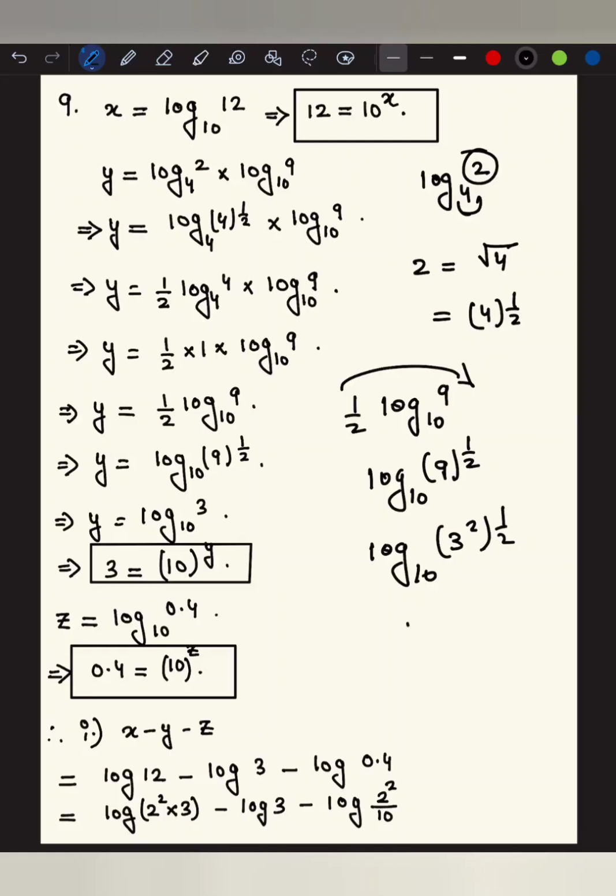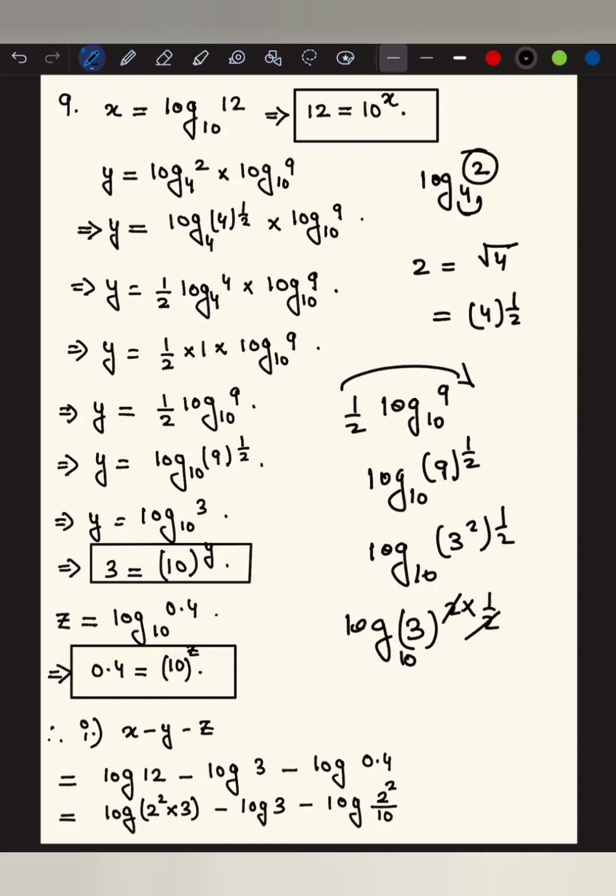That means log of 3 square whole to the power half. That means 2 into half. This half and this 2 get cancelled out. So it will be log 3 base 10. Understood? So that is what has come here, log 3 base 10. Okay. Therefore, if we convert it into exponential form, we can write it as 10 to the power y equals 3, which implies 3 equals 10 to the power y. That is what I have written.